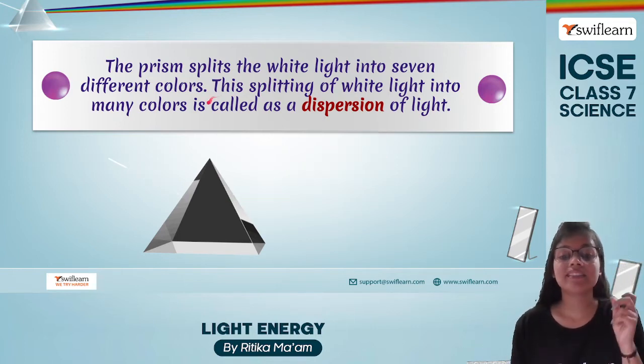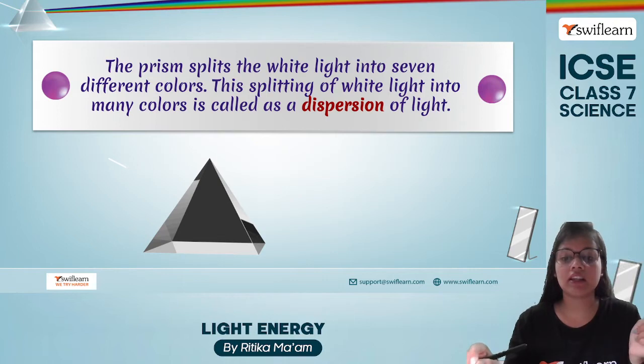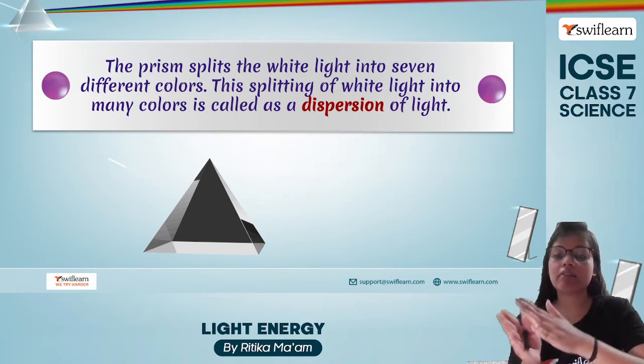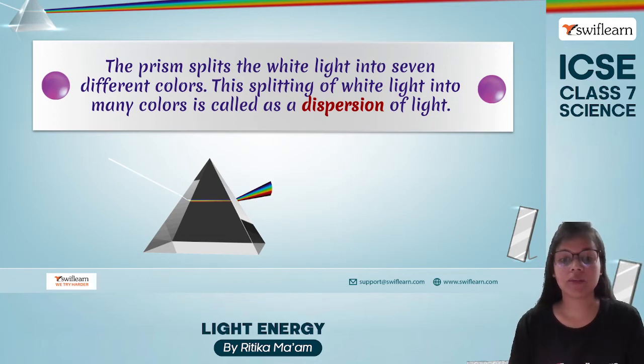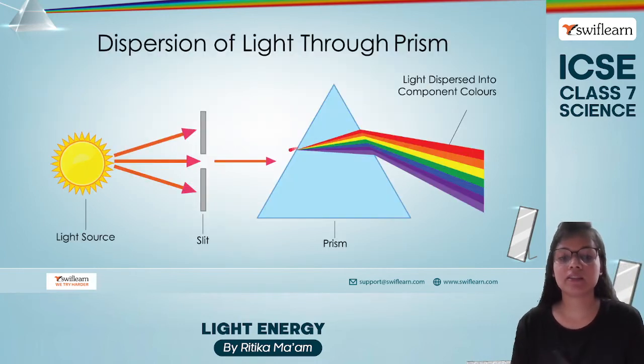Now what is this phenomenon of splitting the light into its constituent colors known as? It is known as dispersion. So what is dispersion? When we pass white light through a prism, after getting out of the prism it gets distributed, split into its 7 colors, and that splitting of white light into 7 colors is known as dispersion of light. So this is how dispersion occurs.